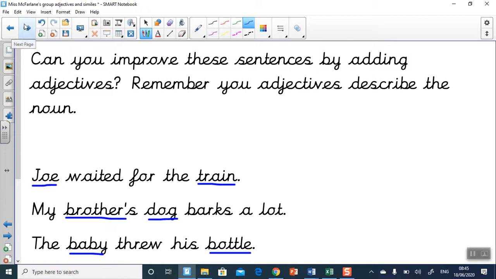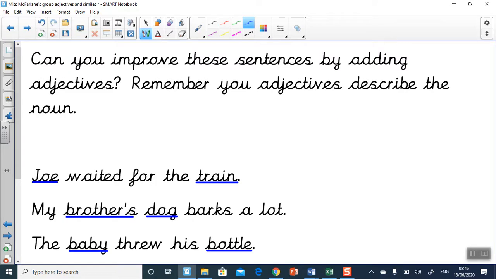Okay, let's have a look at what I got. Oh, I don't think I did any actually. So these are your nouns. So you could have Joe waited for the long train. Joe waited for the red train. Completely up to you. My younger brother's dog. My brother's black dog. My brother's big dog. The small baby. The new baby. Threw his milk bottle. Threw his yellow bottle, threw his new bottle.